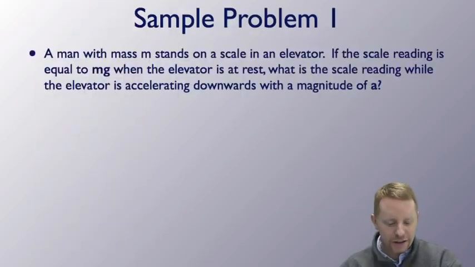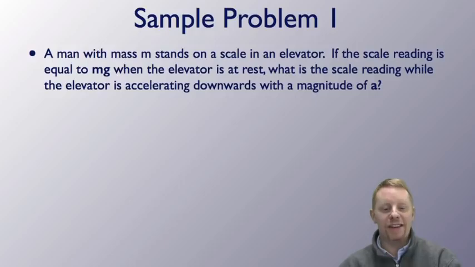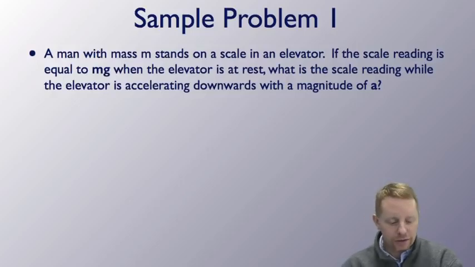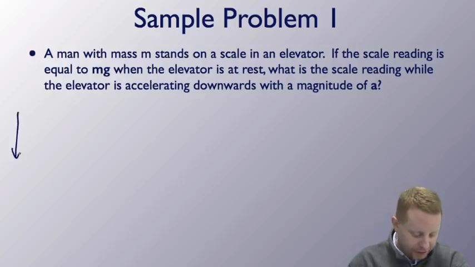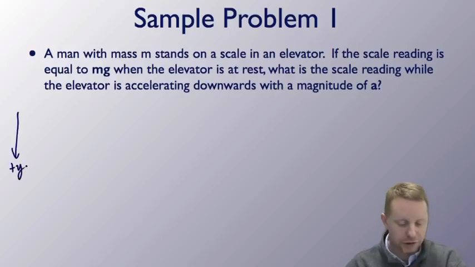All right, let's take a look here at a sample problem. A man with mass m stands on a scale in an elevator. If the scale reading is equal to mg when the elevator is at rest, what is the scale reading while the elevator is accelerating downwards with a magnitude of a? Well, if it's going to move downwards, let's set up our axes. Let's call down the positive y direction.